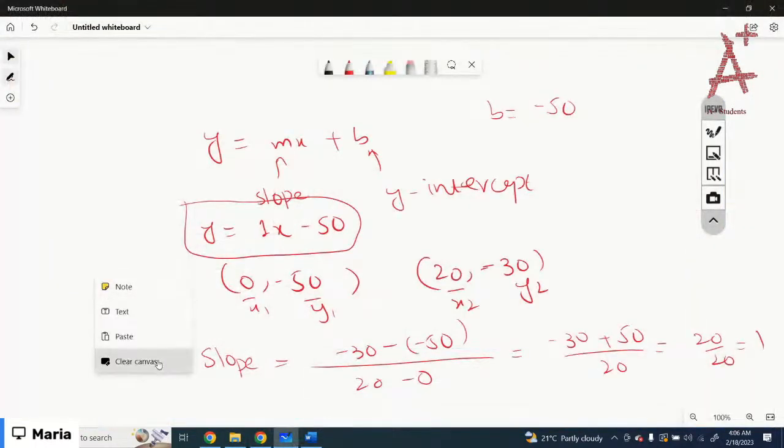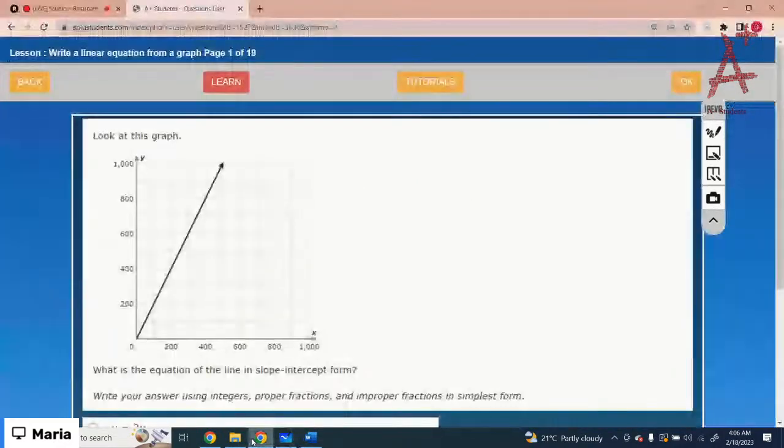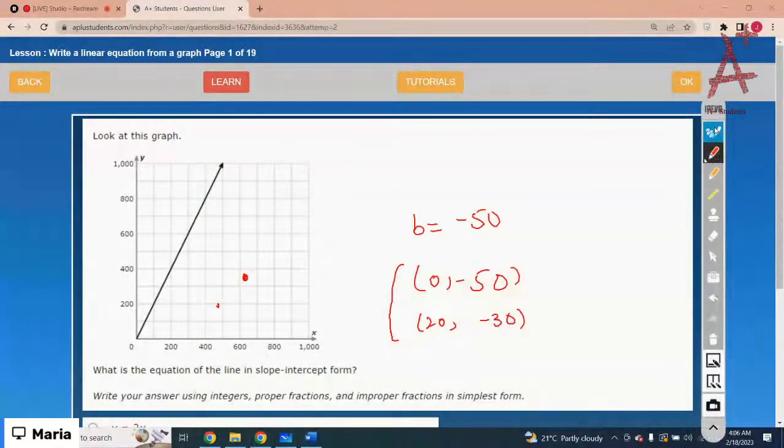Let's start with the first one. Look at the graph. What is the equation of the line in slope intercept form? You have to calculate the slope of the line graph. Actually, you have to write down the equation.